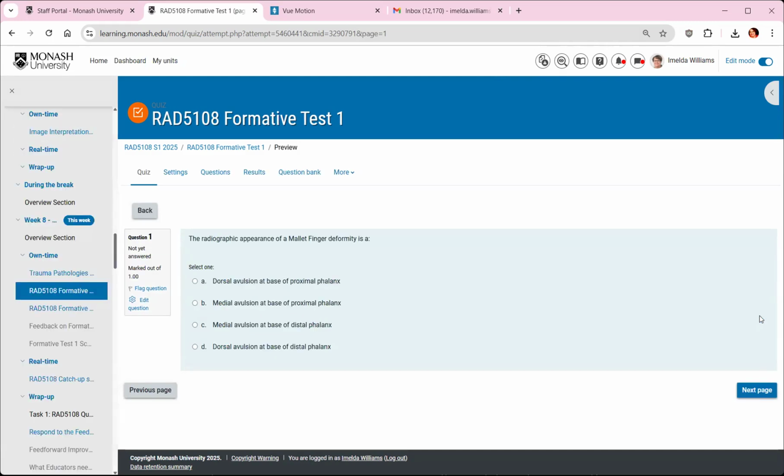So question 1, the question was the radiographic appearance of mallet's finger deformity. And of course, the option there that's correct is the dorsal avulsion at the base of the distal phalanx. And that normally happens in sports when someone catches a ball and the finger is bent.